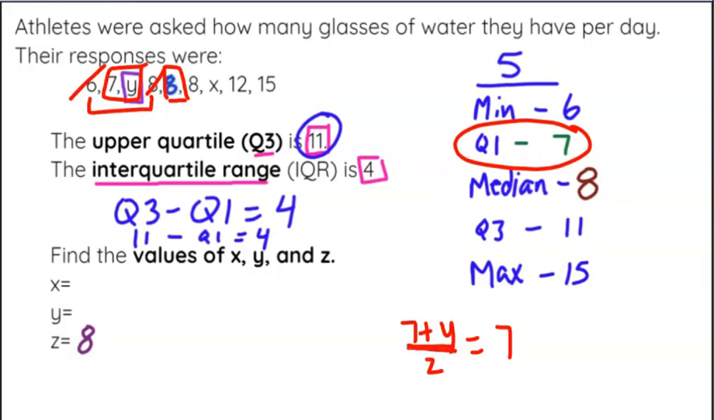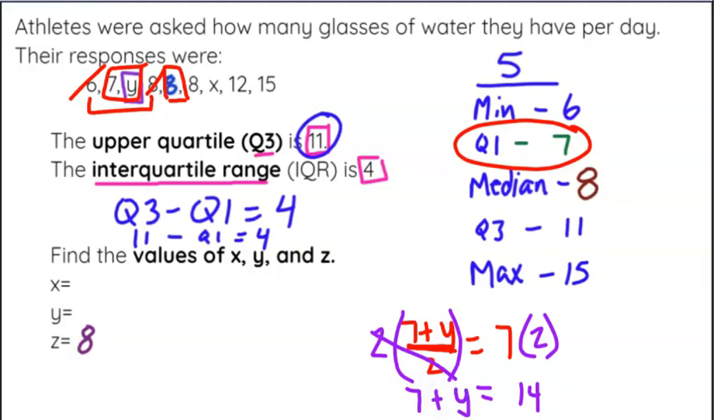The opposite of dividing by 2 is multiplying by 2. So we can multiply this side by 2 to get rid of the 2's. Multiply this side by 2 and we get 14 equals, what we have left is that top, that numerator, 7 plus Y. 7 plus Y equals 14. Here we know that 7 plus 7 equals 14, so Y is 7.